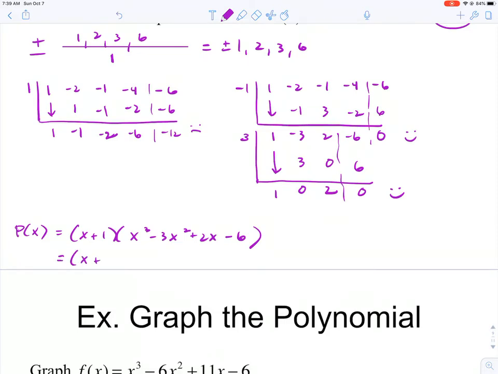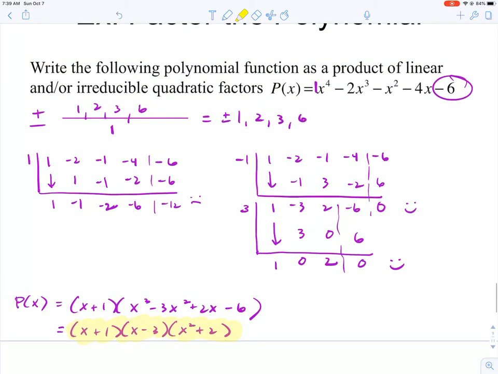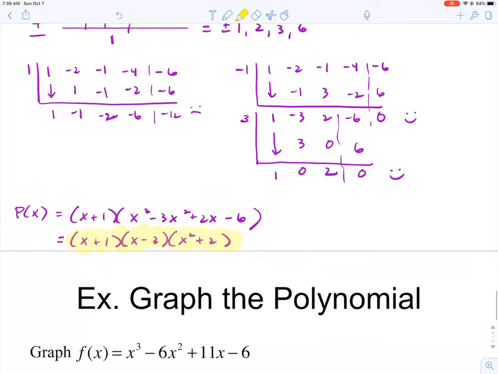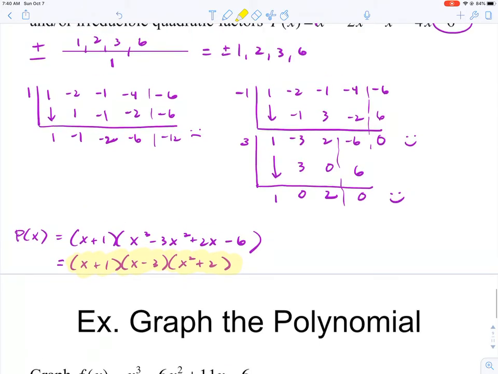So p of x can be written as x plus 1 times x minus 3 times x squared plus 2. And x squared plus 2 is an irreducible quadratic. So we are done. We have factored p of x as far as we can over the real numbers, because x squared plus 2 is an irreducible quadratic.